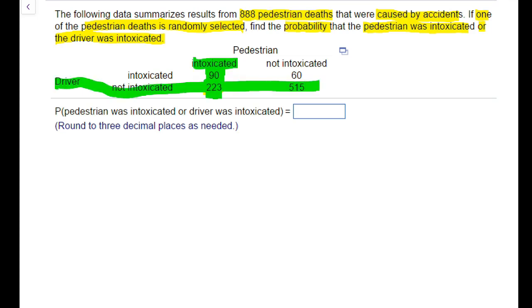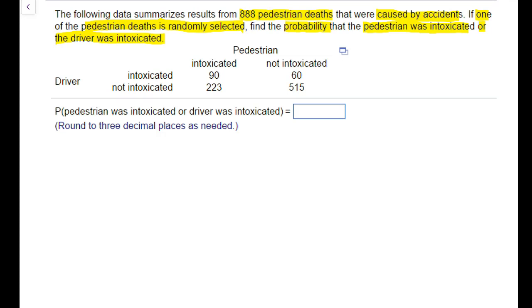Hopefully you guys can see that. It's the intersection of that row and column, which is the row where the pedestrian was intoxicated and the driver was not intoxicated. Once you understand how to read this table, that's kind of half the battle in answering this problem.